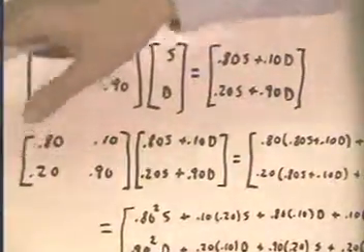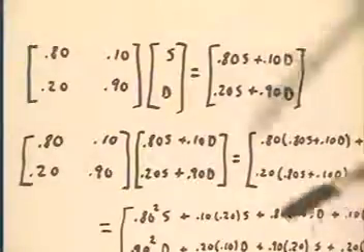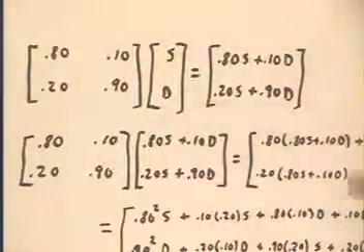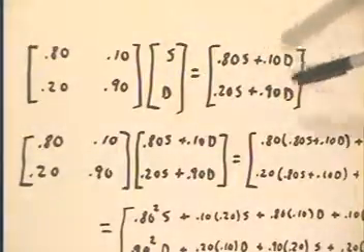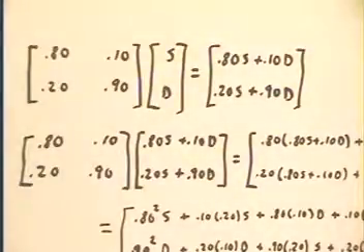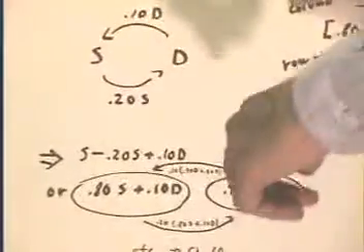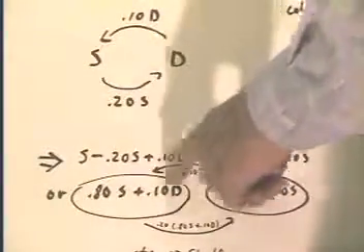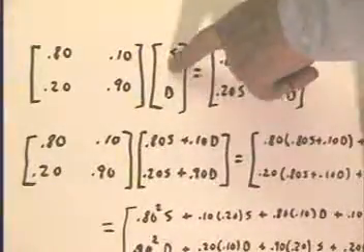If we continue the process, multiplying again, let's stop a minute and see what this means. Remember from before that 0.80s plus 0.10d was the number of sane that we had after transition, and that 0.20s plus 0.90d was the number of demented. Here they are again. We had the s minus 0.20s plus 0.10d. It gave us the 0.80s plus 0.10d, identical to what we have here.